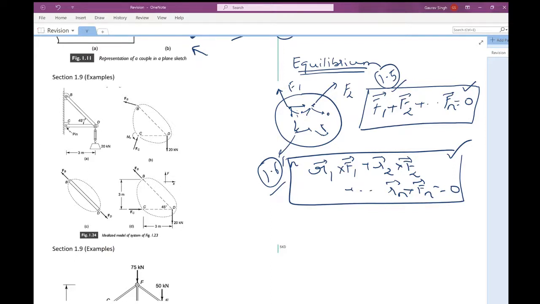Okay, they are called necessary conditions for equilibrium. Okay, if your system is in equilibrium, 1.5 and 1.6 must be satisfied. There is no other way to put it.